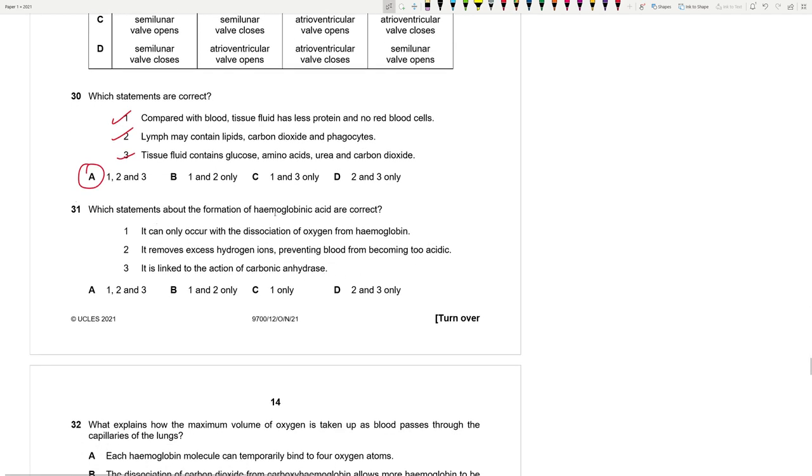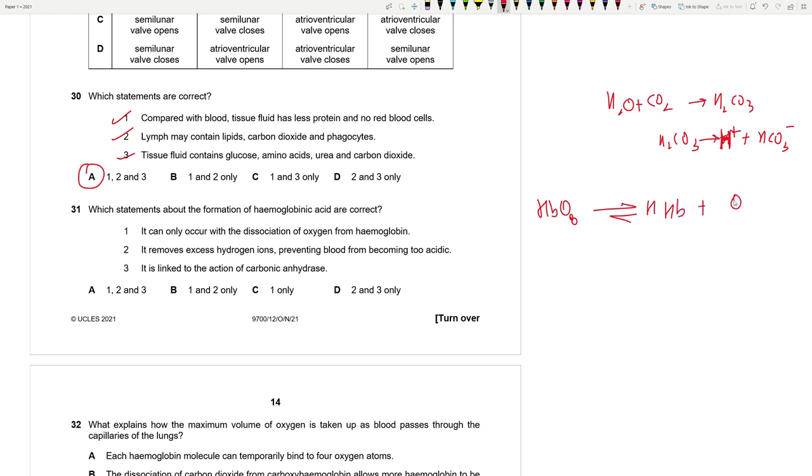31. Which statements about the formation of haemoglobinic acid are correct? It can only occur with the dissociation of oxygen from hemoglobin. That's true. Initially, we have HbO8. Then, when we get acidic conditions due to H2O combining with CO2 to form H2CO3, and then H2CO3 breaks down to form H+ and the bicarbonate anion, H+ has higher affinity towards hemoglobin. So we get haemoglobinic acid, and the oxygen is released in the process of doing so.